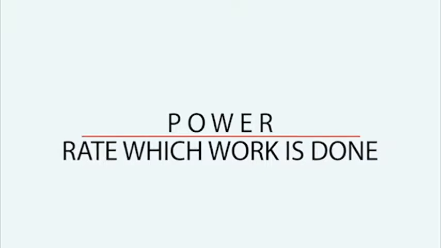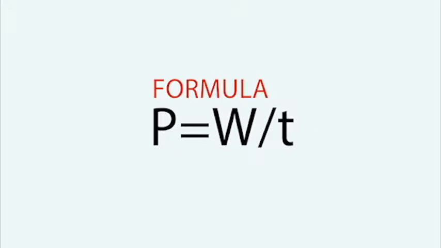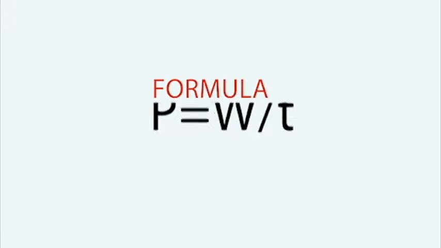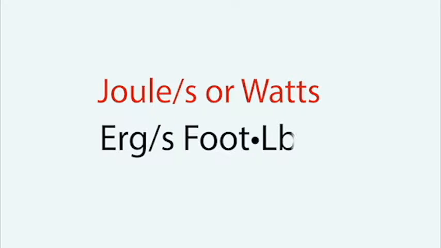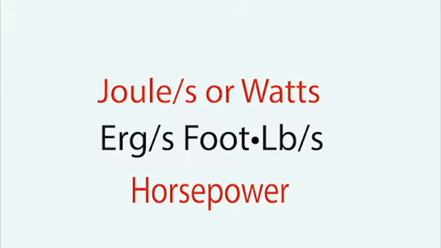Power is the rate at which work is done, or the rate of doing work, with the formula P equals W over T, where P is power, W is work, and T is time, and joule per second or watt, erg per second, foot-pound per second, and horsepower as its units.